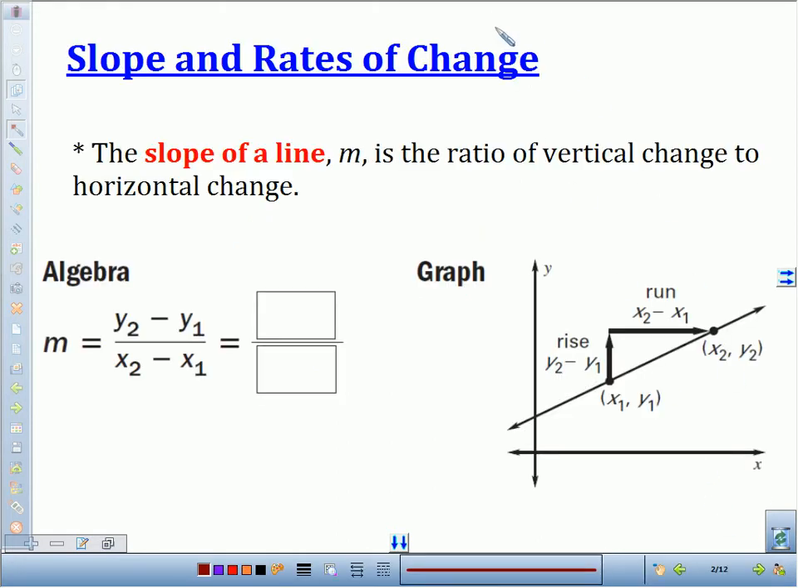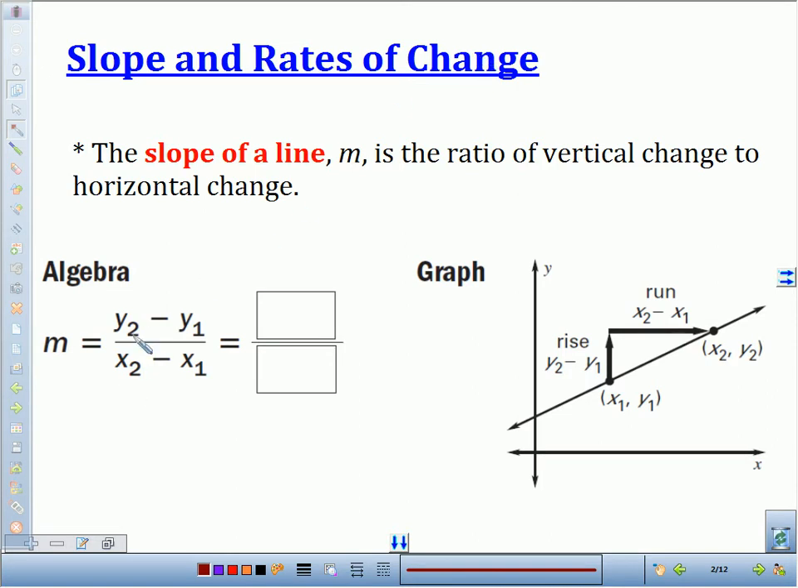Now, the slope of a line, m, is the ratio of vertical change to horizontal change. We've seen this before in Algebra 1 and in geometry, and we're going to be seeing it again throughout the course of the year. We'll typically show slope in one of two ways, either algebraically or graphically.